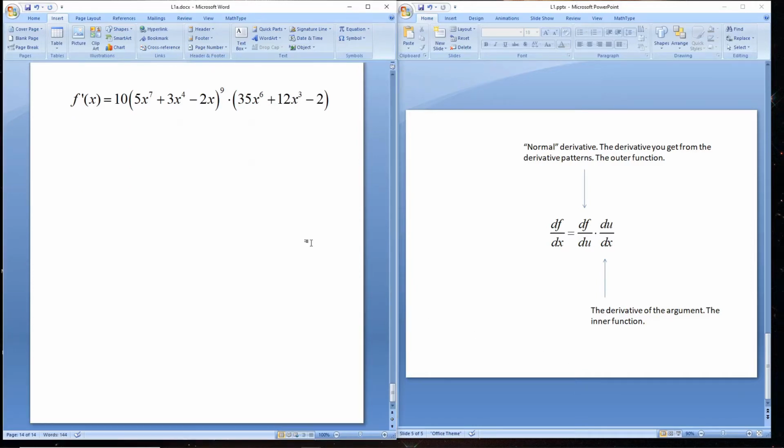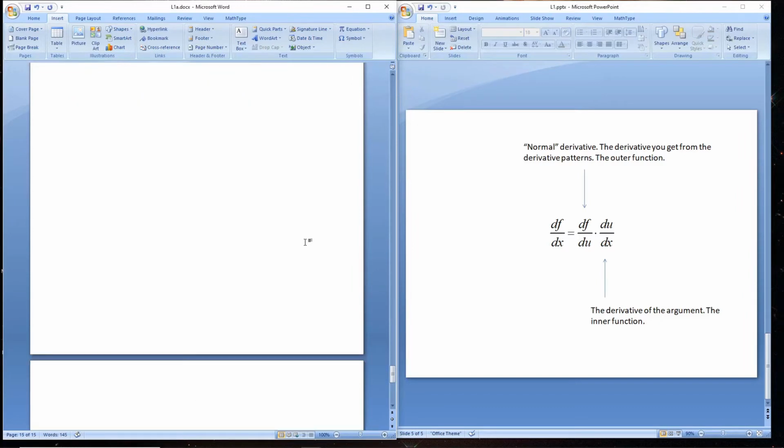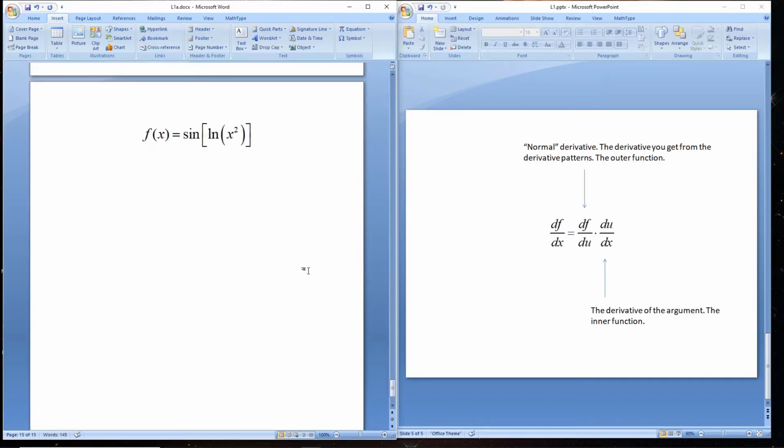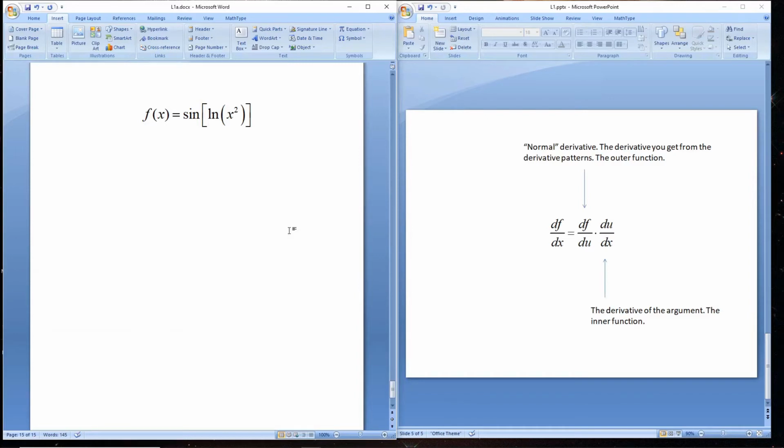So let's try another one that has 2 chain rules in it. So to get this derivative, we will have to do the chain rule twice. So first off, what functions do you see here? You have a sine function. You have a log function and you have a power function. We're going to need those three derivatives.